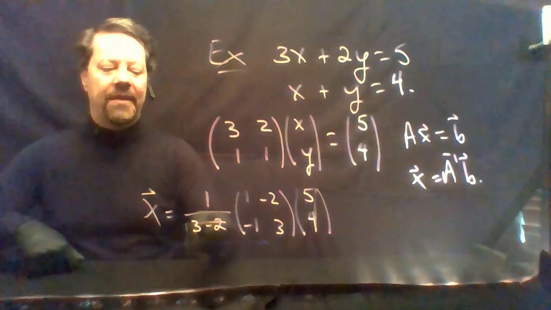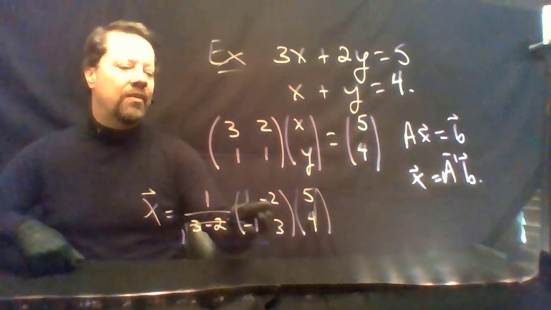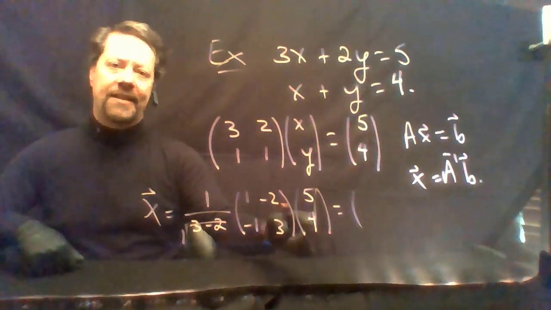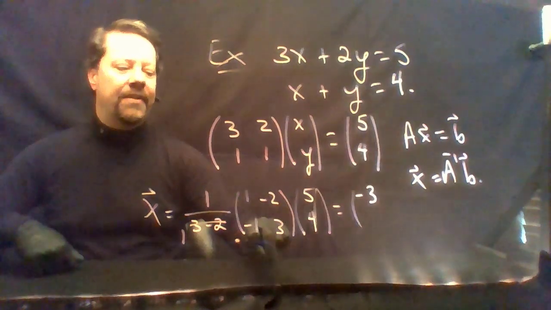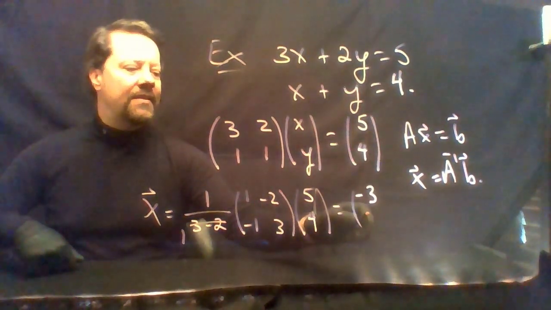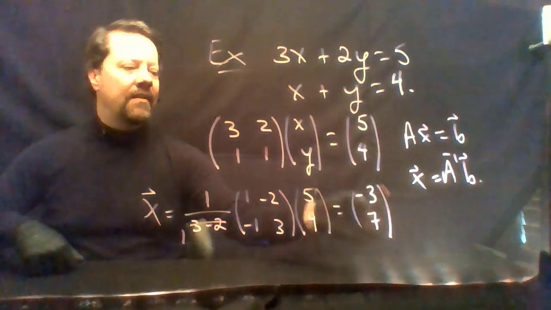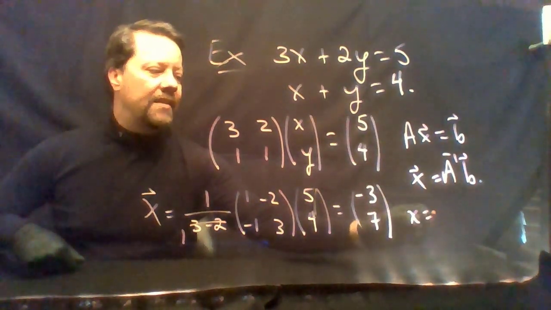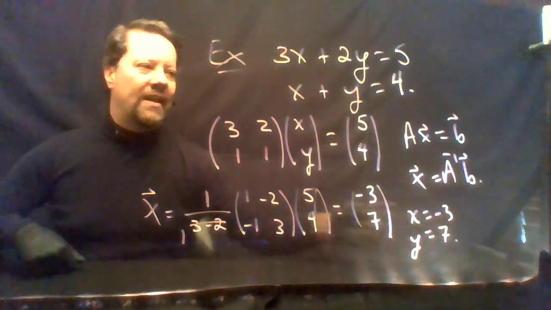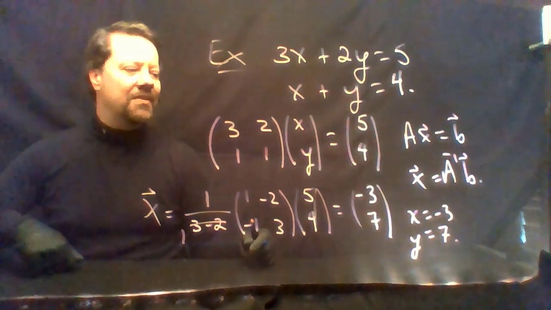Notice that 3 minus 2 is 1. When we multiply now, we'll have 5 minus 8 is negative 3. Negative 5 plus 12 is 7. We get x equals negative 3, y equals 7. Let's see if that works.